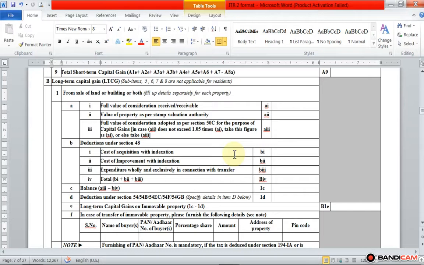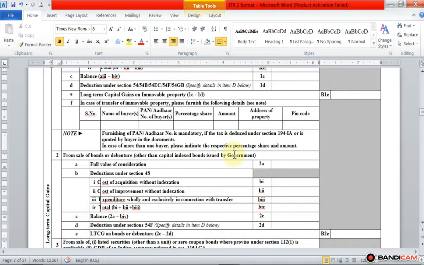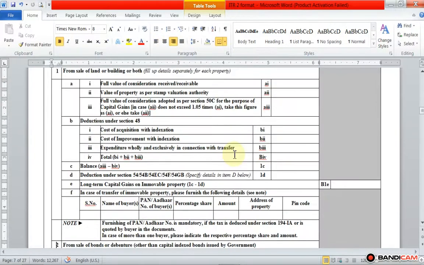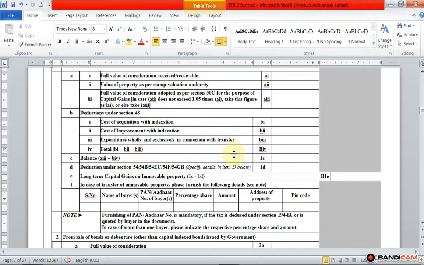Then deduction under section. Here the specified deductions are given, that is deduction 54, 54B, 54EC, 54F, 54GB. If applicable to the SEC, then we take it into consideration. If not applicable to the SEC, then we ignore. Then long-term capital gain on immovable property. The same calculation is given here.